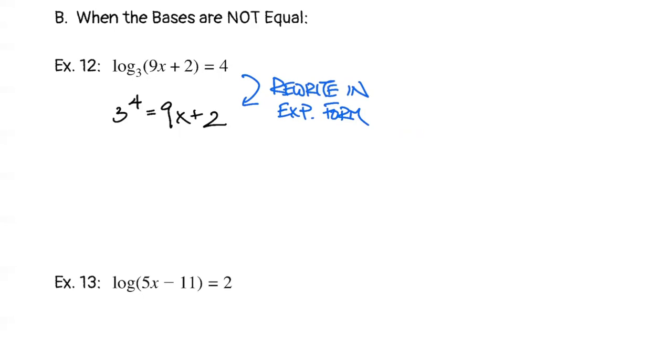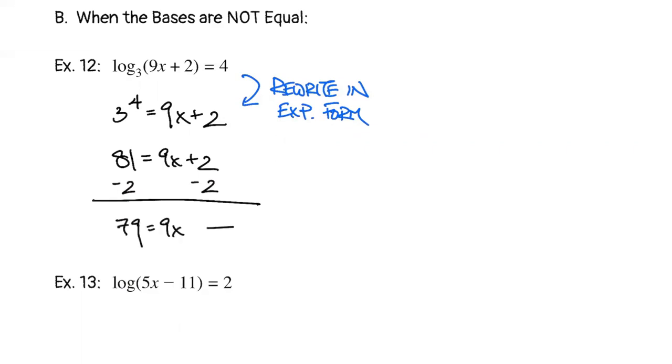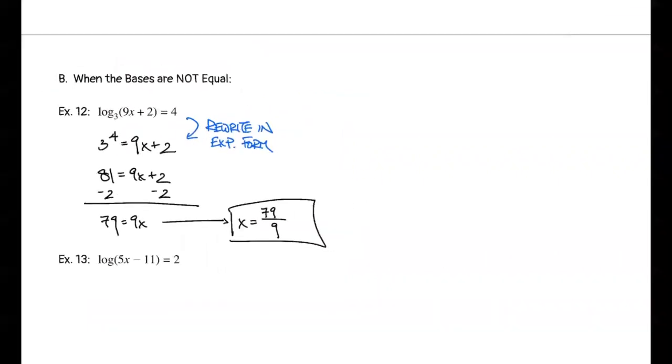What's 3 to the 4th? Anyone happen to know? That's not necessarily a nice number, but it comes up every now and again. Yeah, we're going to get 81. So we really have 81 equals 9x plus 2. That one I think is pretty straightforward. I'm just going to subtract 2 from both sides. I get 79 equals 9x. Then my last step, I'm going to divide both sides by 9. And I get 79 over 9.